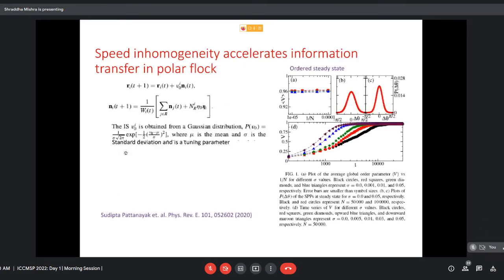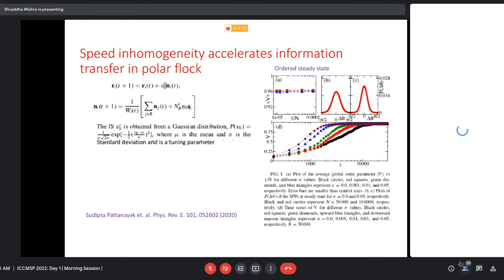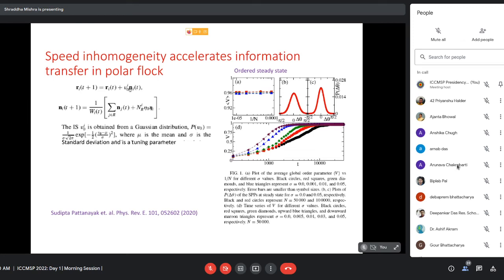Okay. So now we would like to model the speed inhomogeneity in the system. The model is similar to the previous model. The only difference is that each particle has an index i in its speed, and this gives a different speed for different particles. The speed distribution is obtained from the Gaussian distribution shown here, where mu is the mean of the speed distribution, which you can call the mean speed in the system, and sigma is the variance in the speed distribution. If sigma is 0, then it's a Vicsek kind of model. Then we tuned sigma and studied the system.